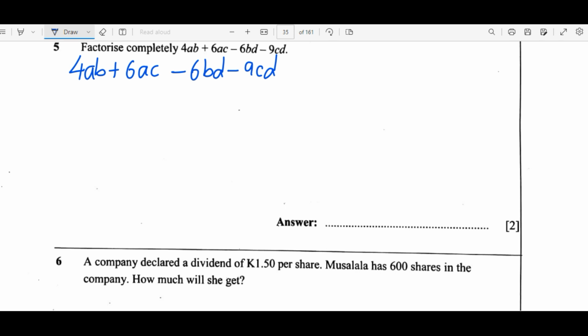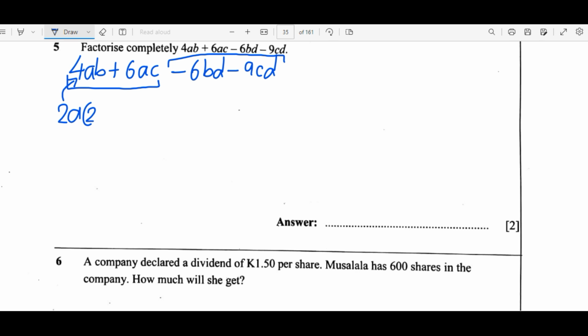Let's look at the first part here, then the second part will also be factorized on its own. The first number that we can look at here that is common is 2, because it can go into 4 and 6. Then what else is common? We can see that our A is common. Then let's now divide. Dividing 2 into 4 will give us 2.